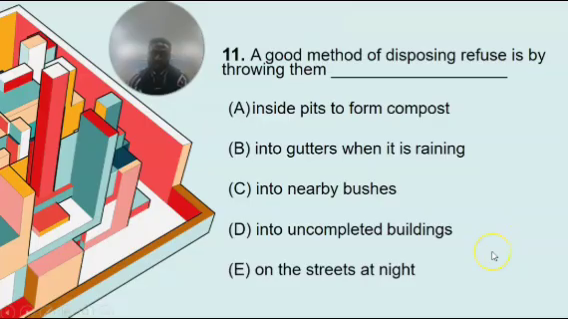Into uncompleted buildings? No. On the streets at night? That's a no-no. Inside pits to form compost? That is a yes, so that they are buried underground and it forms part of the soil and becomes organic manure.